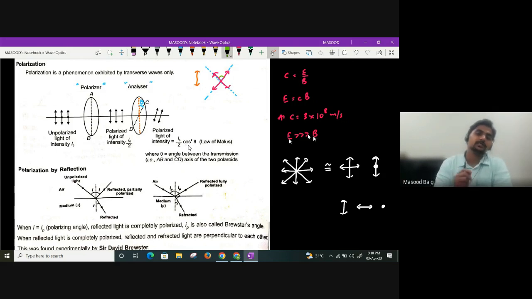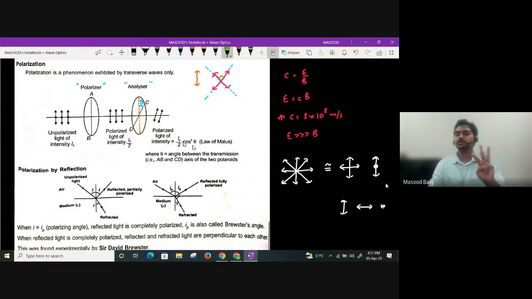So if the electric field is oscillating in such a way that the electric field vector is randomly oriented in all directions, such type of light will be called an unpolarized light. If electric field vectors are oscillating in such a way that they are aligned in one particular direction, such type of light will be called polarized light. The conversion of an unpolarized light into polarized light is called polarization. It can be done in three ways: by using polarizer analyzer combination, by scattering, and by reflection, guys.